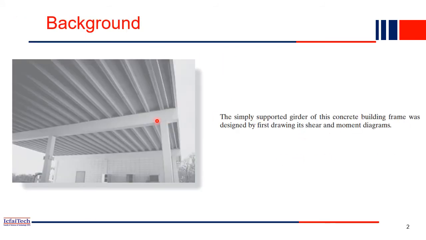So here is the background for this problem. You can see this is a beam girder which is resting on these three columns. Maybe this is a frame you can consider. Last time we analyzed the single beam, but here we'll take an entire frame structure. The entire frame is composed of this one beam, this is another beam, and these two columns as well.